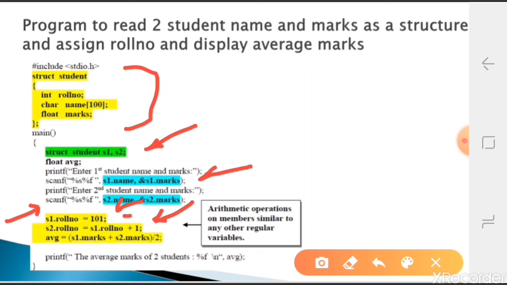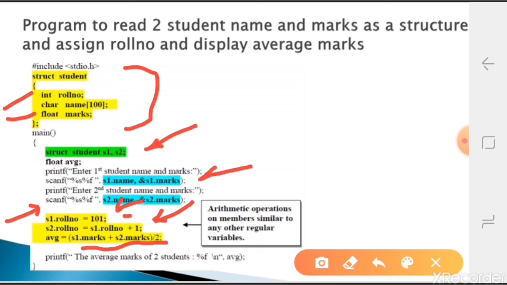We are calculating the average after that: avg equal to s1 student marks plus s2 student marks divided by 2. Here we are again doing arithmetic operations, addition and division, on individual members. Like this we can perform operations on a structure's individual members, whether int, float or char; depending on that basic data type, we can perform corresponding operations. Here we saw addition and division. Like that you can perform any operations that are valid for integer, float or character.